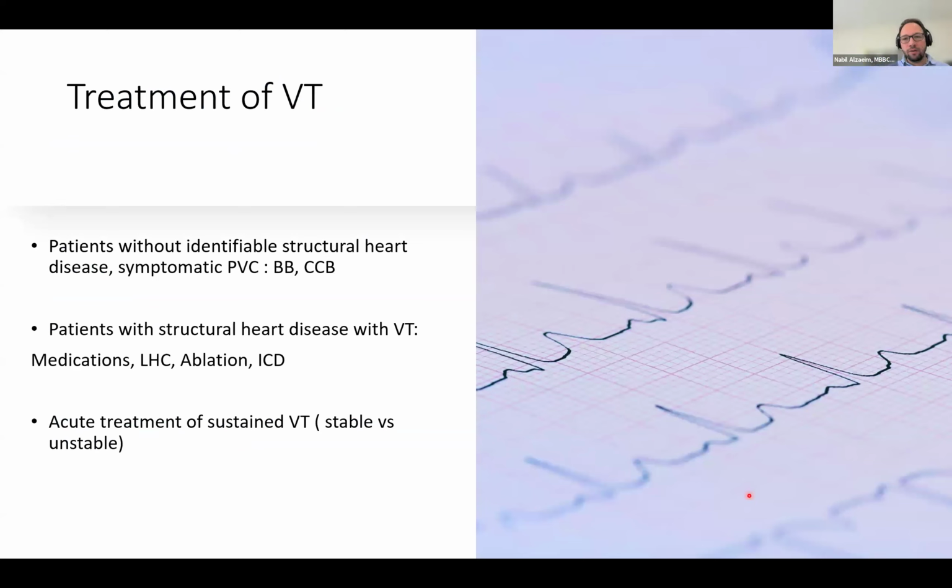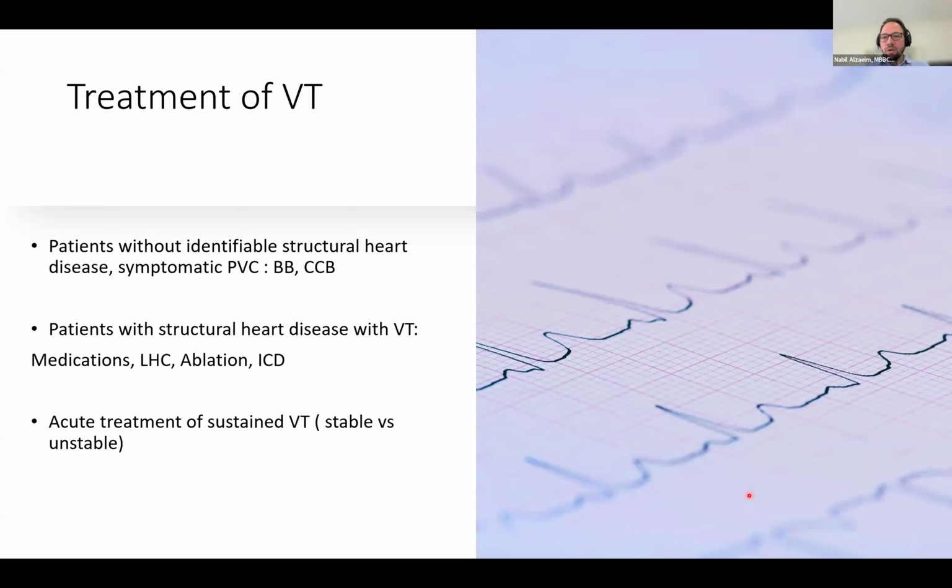Treatment for ventricular tachyarrhythmia in patients without identifiable structural heart disease: first line is treatment to suppress symptomatic PVCs. We'll use a beta blocker or calcium channel blocker for patients without a cause who have symptoms. Calcium channel blockers, especially verapamil, and beta blockers are first-line therapy for idiopathic ventricular tachycardia.